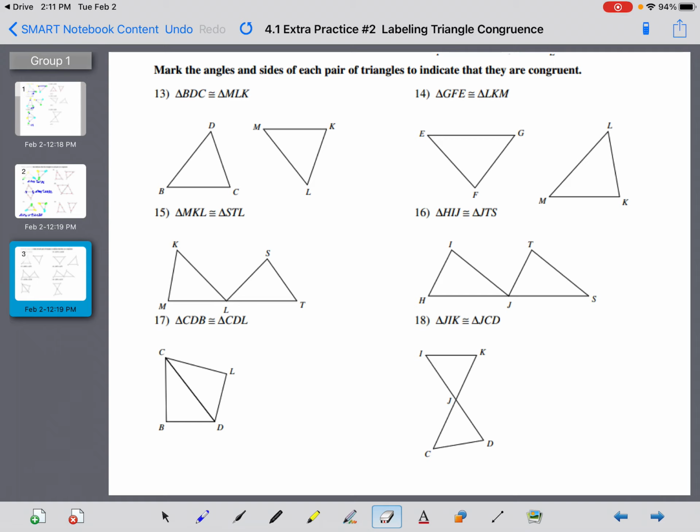Okay, last, mark the angles and sides of each pair of triangles to indicate that they are congruent. Okay, so it looks like if I were to turn triangle MKL to the right, if I turn it a little, they would match up perfectly. So D and M would get 1 tick mark, C and K would get 2 tick marks, and B and L would get 3 tick marks.